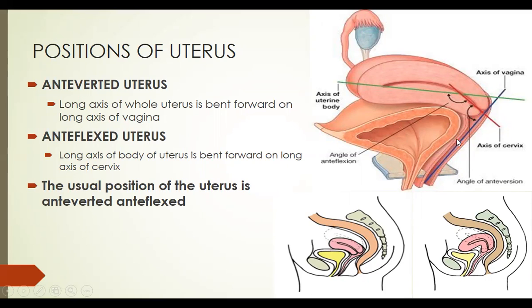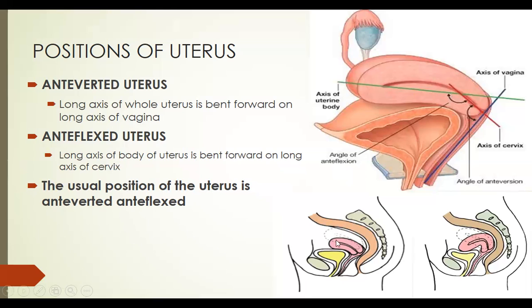So this is the normal position of the uterus. It is anteverted, anteflexed. This is anteversion, which is 90 degrees, and anteflexion, which is obtuse, more than 90 degrees and less than 180 degrees. So anteverted means the long axis of the whole of the uterus is forward on the long axis of the vagina. And the long axis of the body of the uterus is bent forward on the long axis of the cervix. This is called the angle of anteflexion. So anteversion and anteflexion is the normal position of the uterus.